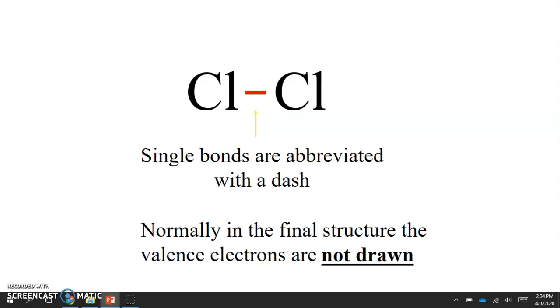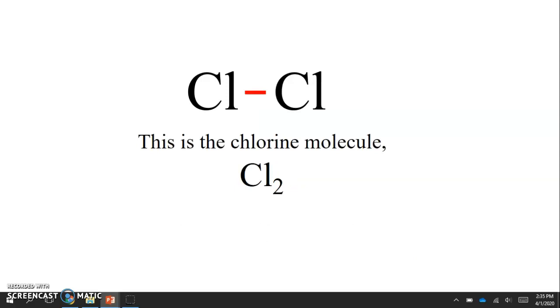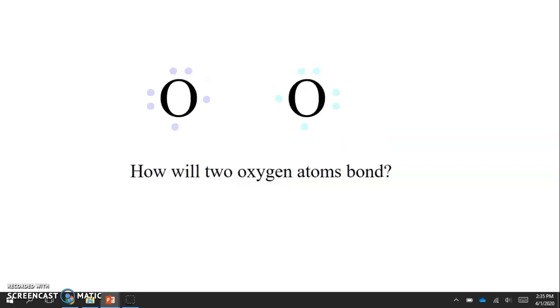Okay, 1 pair of lone electrons. So normally in the final structure, the valence electrons are not actually drawn, so you don't see them as two dots, you just see them as a bond. So then the formula for this molecule would be Cl2 because you've got 2 molecules of chlorine.